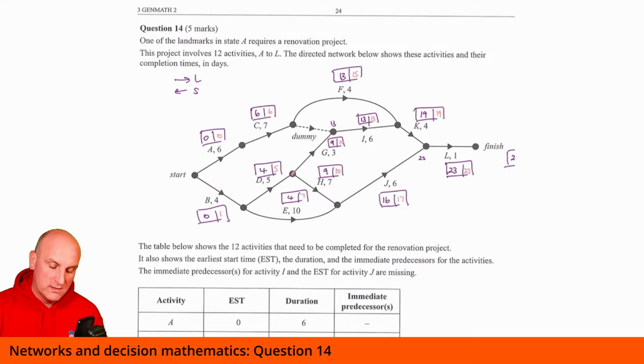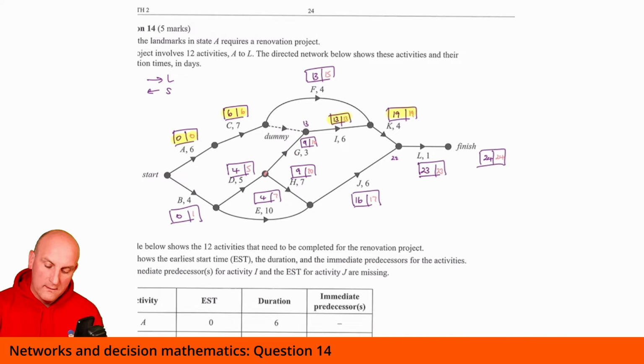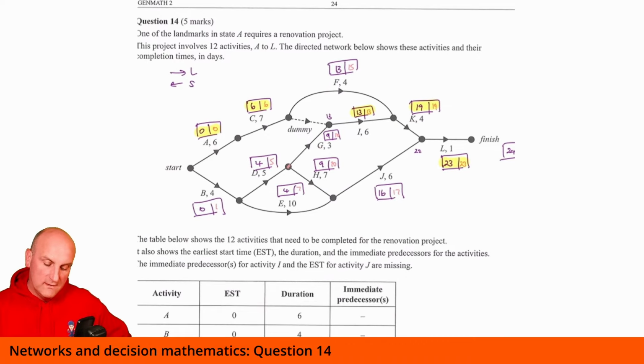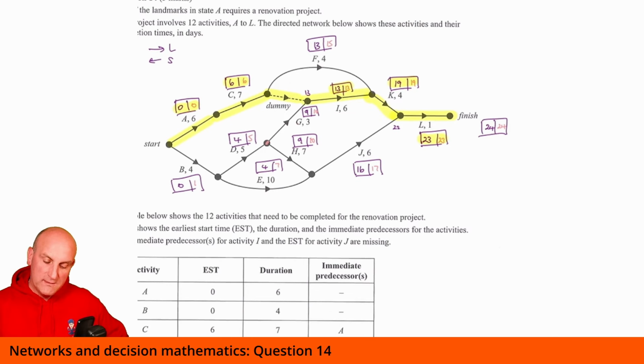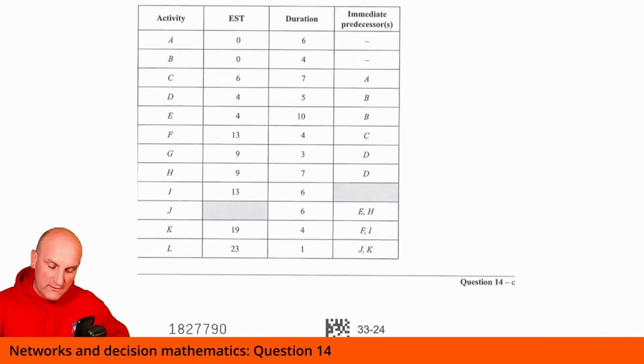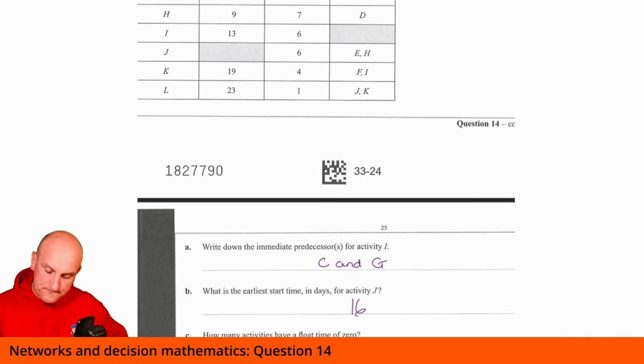So I'm now going to highlight the ones with the 0 float time. 1, 2, 3, 4, 5. Now we don't count the finish. There we go. So hopefully my critical path is A to C to I to K to L. If we've got a crashing question coming up, that will be later. So 1, 2, 3, 4, 5. So I'm going to write 5 for that one.